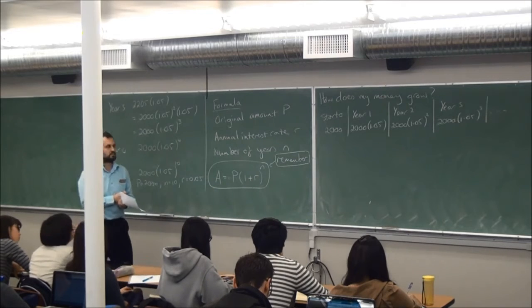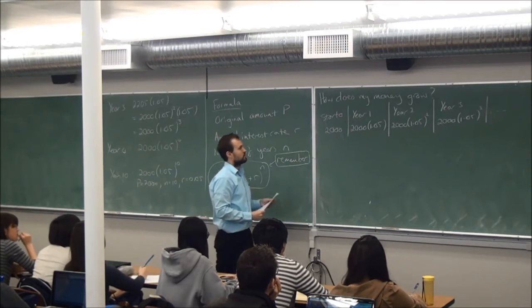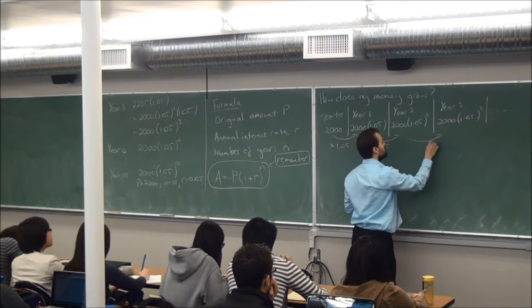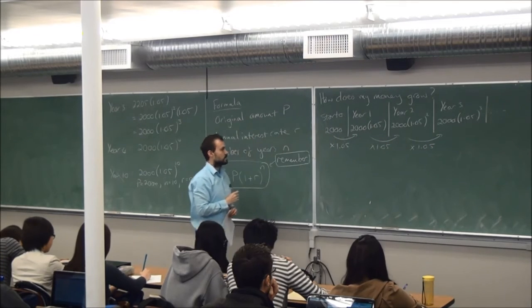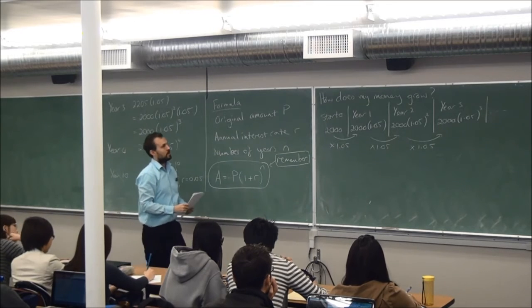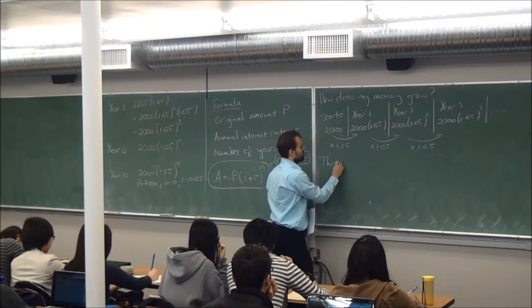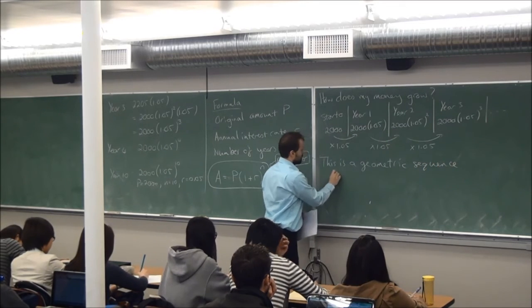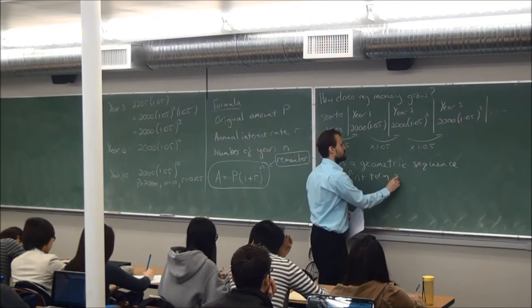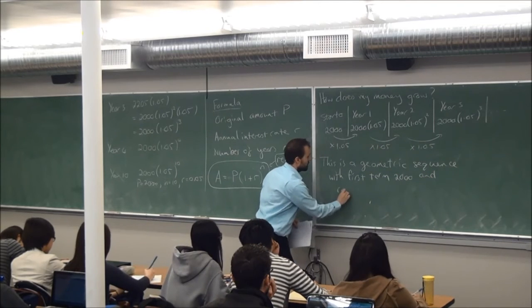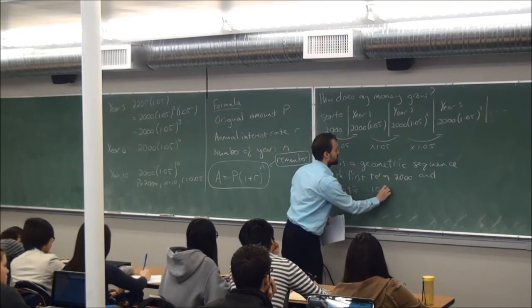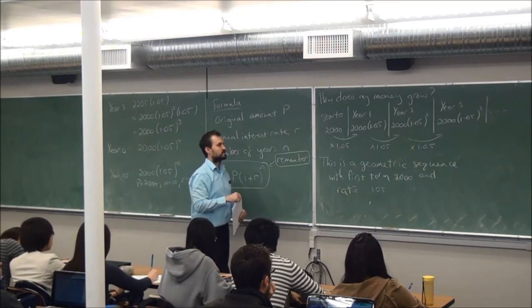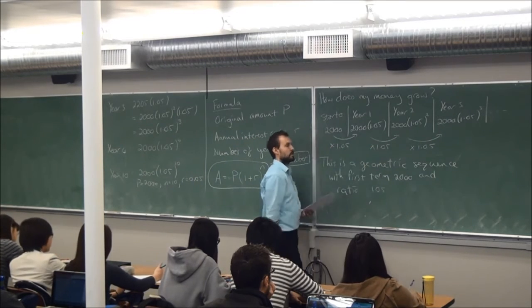How do I go from one to the next in the sequence of amounts? This is multiplied by 1.05. This is multiplied by 1.05, multiplied by 1.05. So I have a geometric sequence with first term, my original amount, 2,000, and the ratio, this amount that I multiplied by, is 1.05. A geometric sequence grows much faster than an arithmetic sequence because instead of adding, I'm multiplying, so it's going to blow up very quickly.